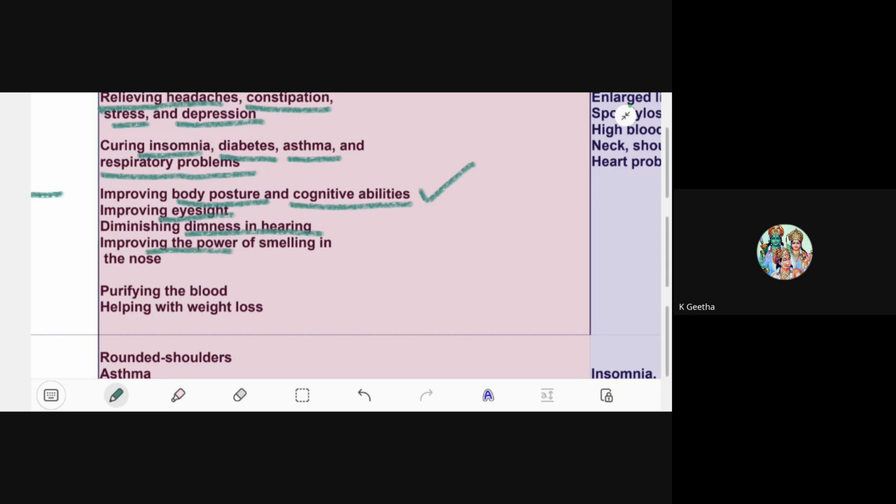Okay, it improves the power of smelling in the nose, purifies the blood, and helps with weight loss. With the weight loss, which I told you the reason for, you have to eat properly because your autophagy will start working. One more thing I want to say: power of smelling. There is one region in our body which is not guided by any gland. That is the olfactory. The olfactory nerves are not being guided, because the other sensory organs do what they do.